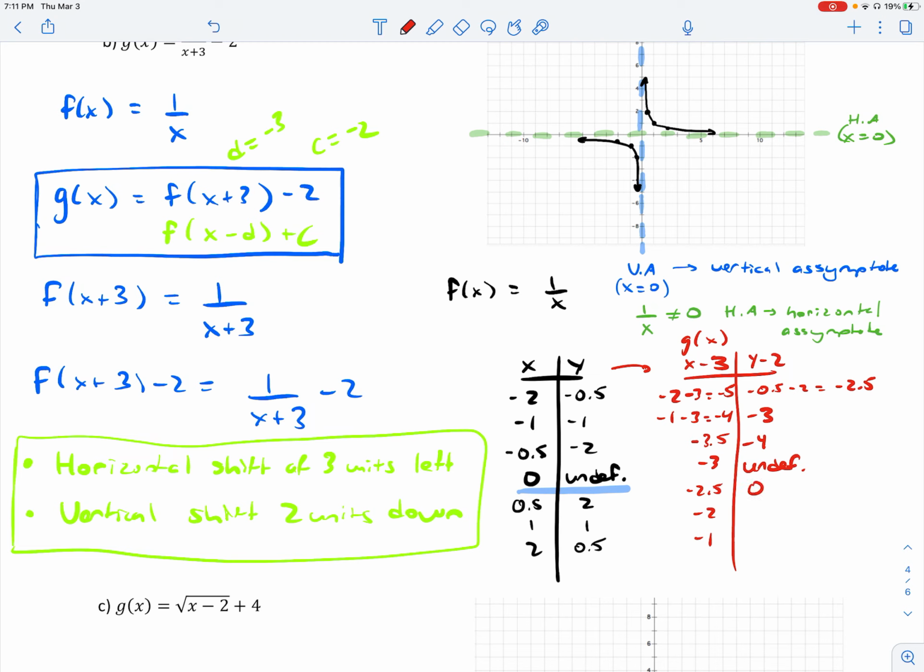If you plug in undefined, and for y, you're still going to get undefined out. Okay, plug in 2. 2 minus 2 is 0. 1 minus 2, negative 1. 1/2 minus 2, negative 1.5. So these are all my new points. So I'm going to go ahead and plot those first.